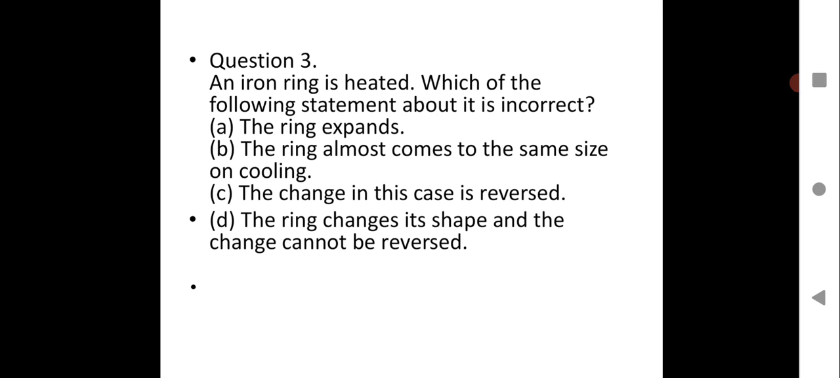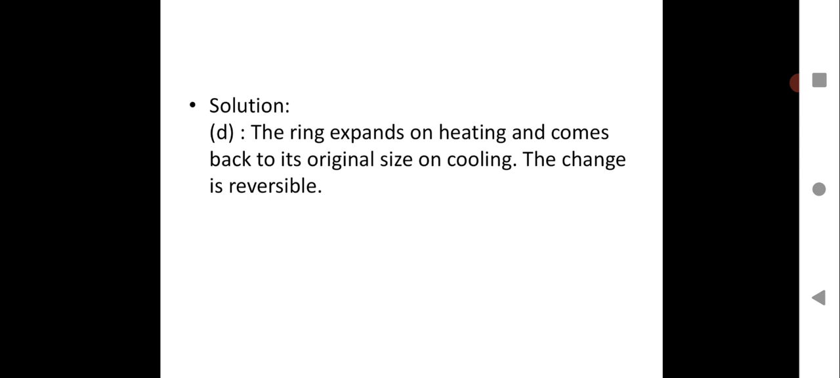So I hope you all got the correct answer. So here the option D is correct. The ring expands on heating and comes back to its original size on cooling. The change is reversible, and you have seen the application on the wooden wheel, how the metallic rim is fitted with the help of this knowledge that metal will expand on heating and on cooling it will come back to its original shape. So this is a reversible change.